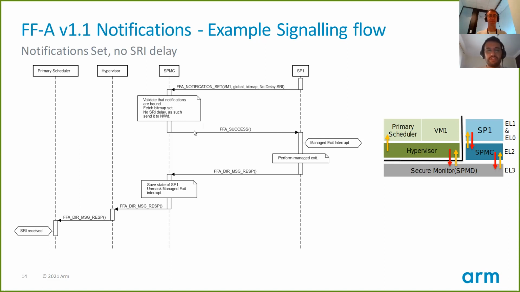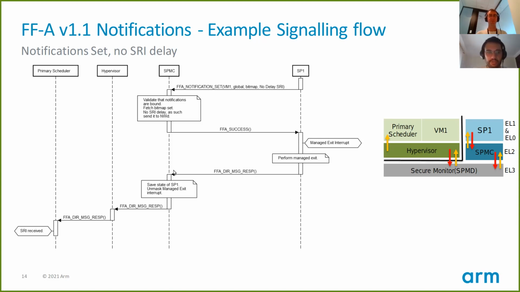Because the scheduled receiver interrupt is a non-secure interrupt, as we configured it at initialization, we should go through the manage exit process. For this, the SPMC should have masked an interrupt as well, called the manage exit interrupt, that the SP1 should have handled and do any backup tasks before giving back execution to the normal world by calling FFA direct message response.